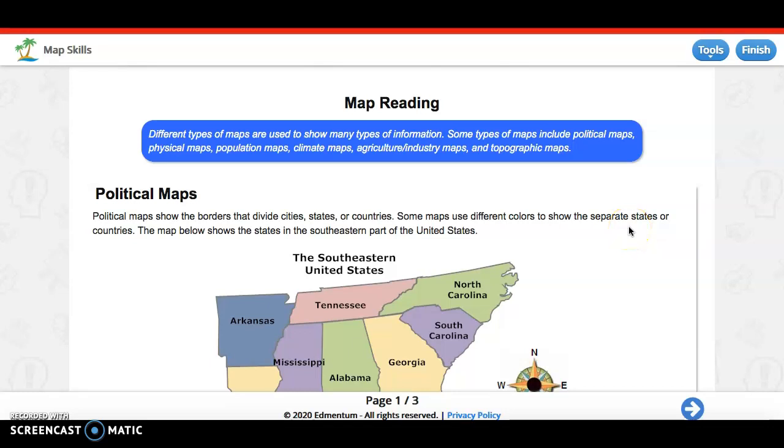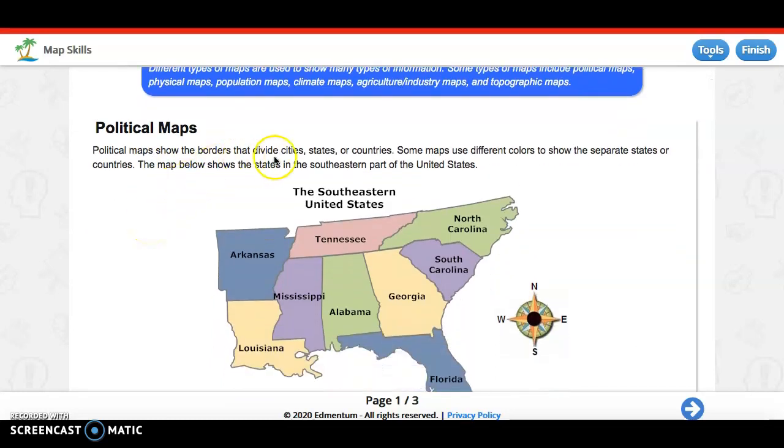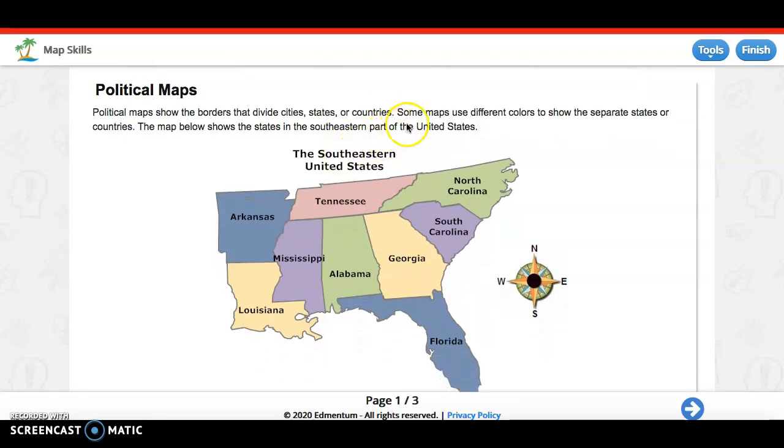Hello boys and girls. This week you're going to be learning about map reading and map skills. So different types of maps are used to show many types of information. Some types of maps include political maps, physical maps, population maps, climate maps, agriculture and industry maps, and topographic maps. Political maps show the borders that divide cities, states, or countries.